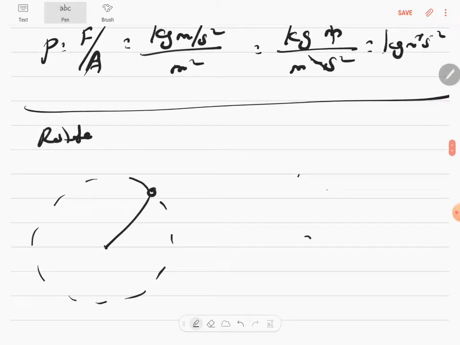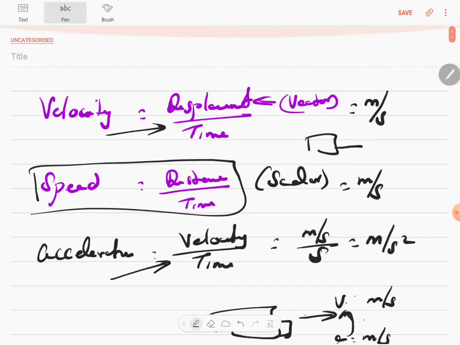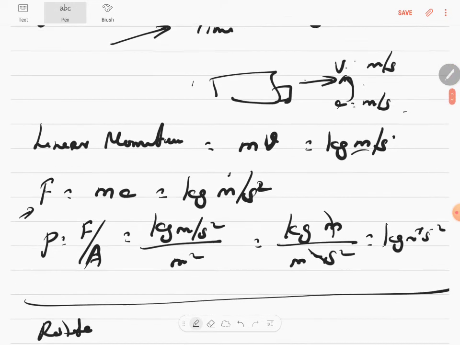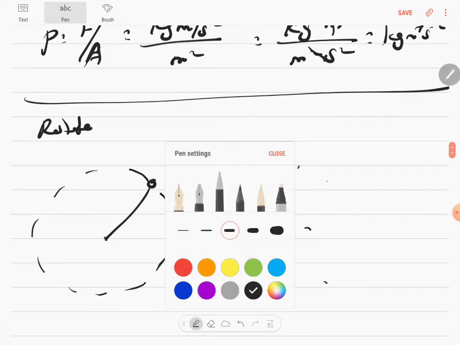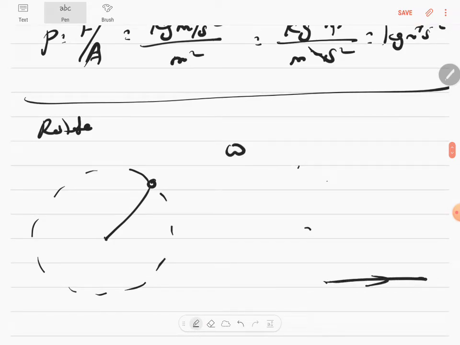In a rotational motion, the velocity will not be v, it will be omega, which is called angular velocity. The v that I have specified here is linear velocity. Straight line velocity is linear velocity. We all know that when we run straight, it's very easy to run straight, correct? But if we are asked to go around like this, it's very difficult. So thus we know the linear velocity is greater.